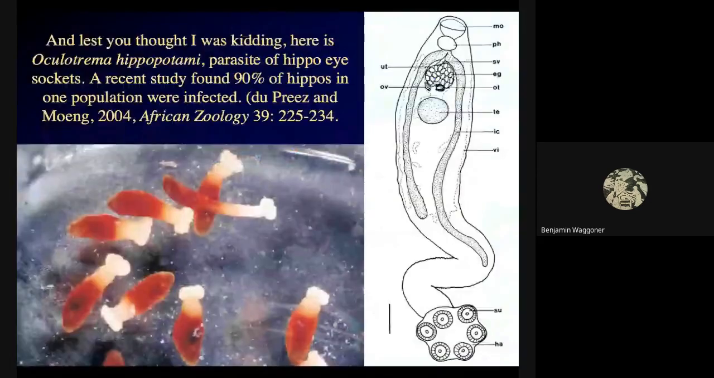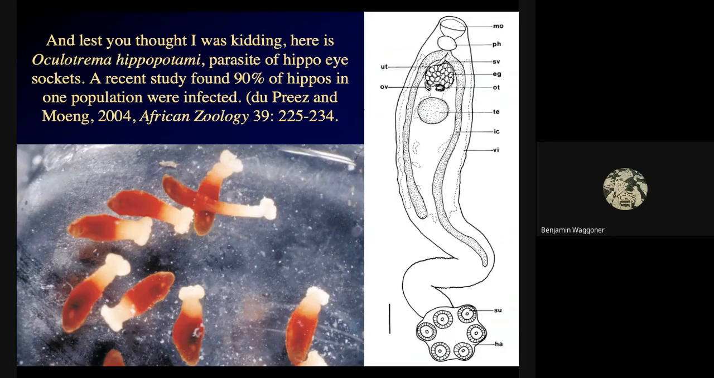Oh, and finally, lest you thought I was kidding, there's that hippo eye socket parasite. Actually found a paper on this by a couple of South Africans. There was a hippo herd that had gotten too large. And you need to be concerned about this because hippos are more dangerous to people than lions. They look adorable, but they'll kill you. And there was a herd that was large enough to be dangerous, and it had to be culled.